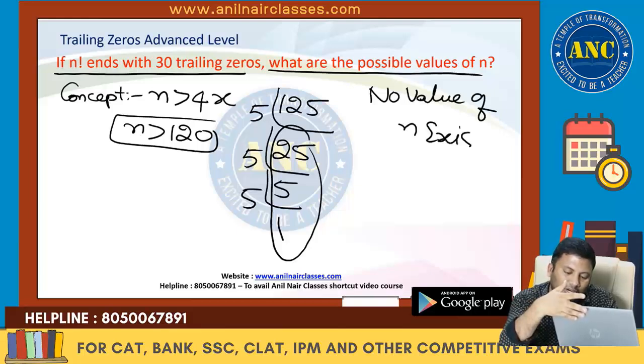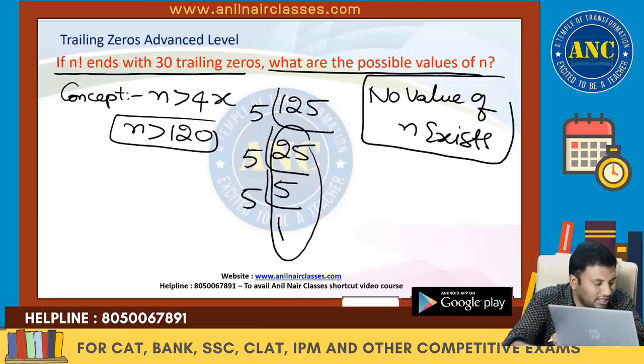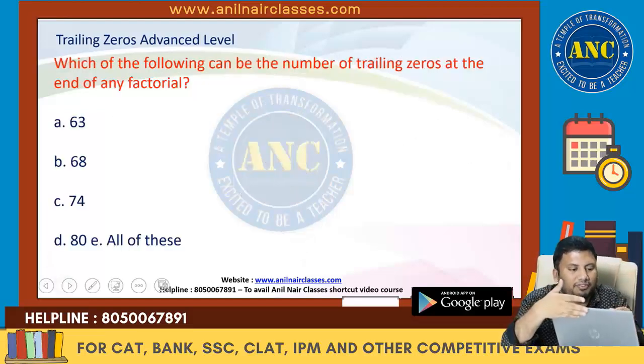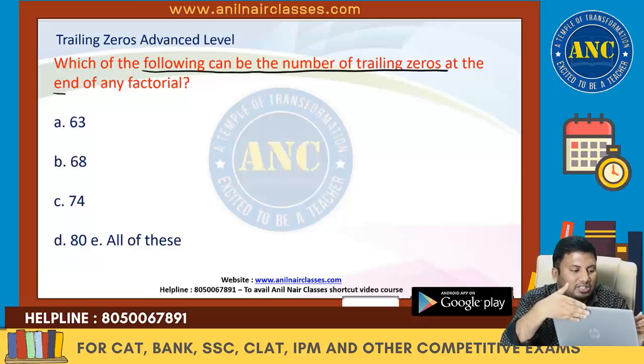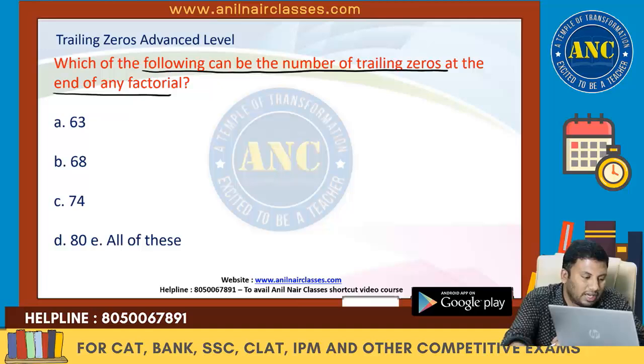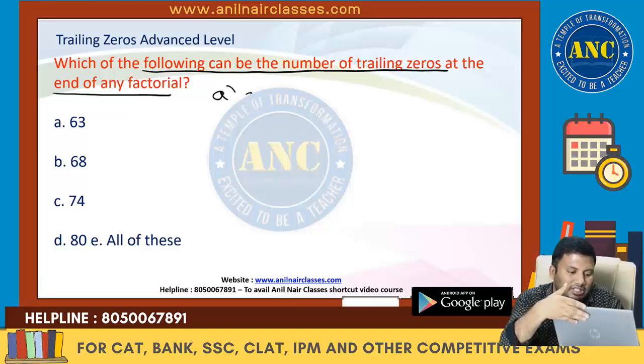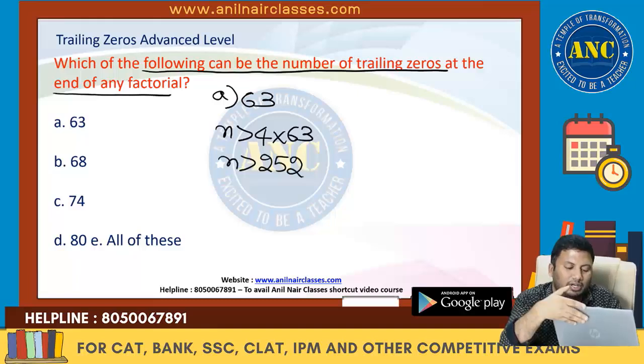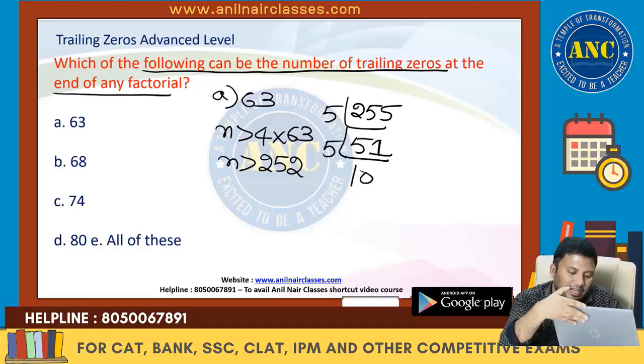n is greater than 4x is the concept. Easy question. n greater than 120, then it is 125. Next one. Which of the following can be the number of trailing zeros? We did cannot be. Let us do can be. First one, it is 63. Idea is n is greater than 4x. n is greater than 4 into 63, which is 252. What is the multiple of 5 greater than 252? 255, 5 5s are 25, 5 1s are 5, 10s are and 5 2s are. 61 plus 2, 63.